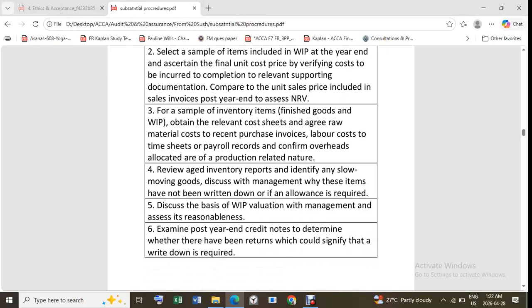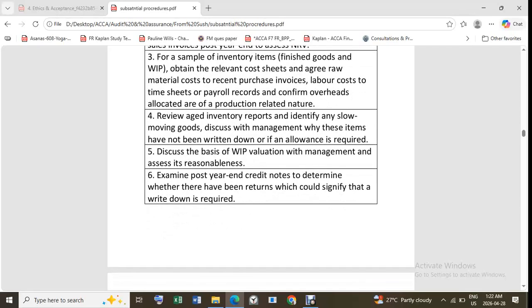Review aged inventory reports and identify any slow moving goods. Discuss with management why these items have not been written down or if an allowance is required. Okay, discuss the basis of WIP valuation with management and assess its reasonableness. Examine post year end credit notes to determine whether there have been returns, which could signify that a write-down is required.